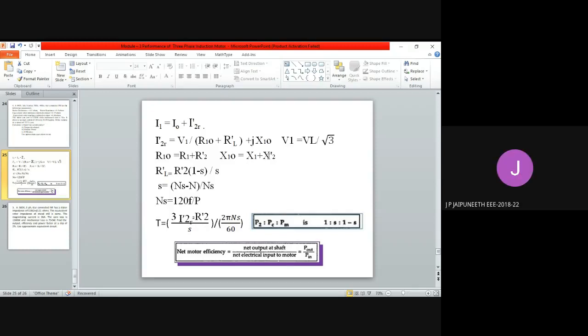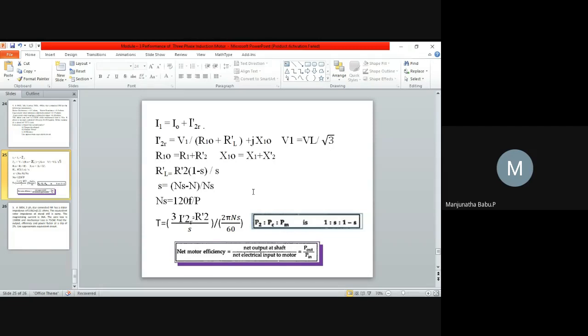Yes, sir. Okay. So now find what is RL dash. That is the load variable. RL dash is equal to R2 dash into 1 minus S divided by S. So we don't know what is the slip. So find slip. To find slip, we must know synchronous speed. So NS is equal to 120 F by P. Frequency is 50 hertz. Number of poles are 8. So find synchronous speed.